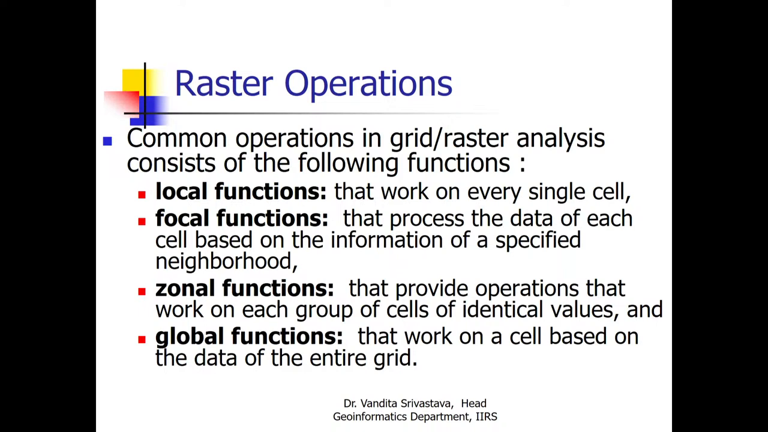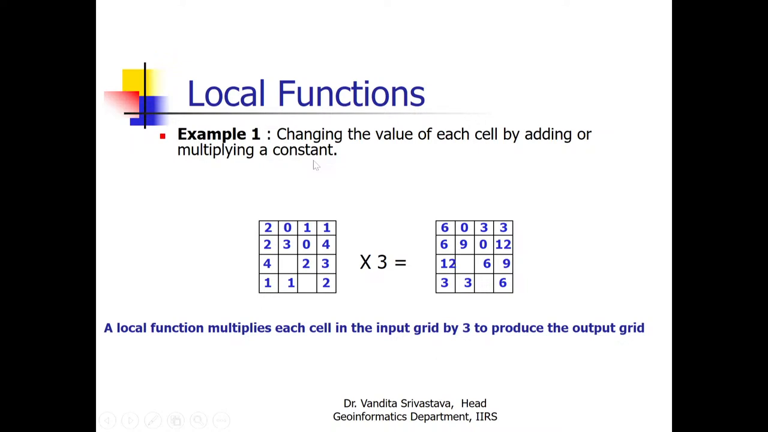That is the idea. And then zonal functions consider a particular zone grid. So that zone grid will be used to perform the operation, and all the operations will be performed zone wise. And in the case of global functions, they consider the entire grid to make the calculations. Right. So let us see each one of them with examples.